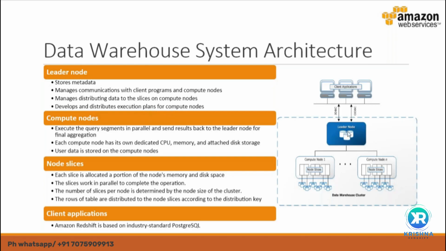Basically it will distribute the data to all the compute nodes, because we said data will be distributed to all the nodes. But now you should know that when you say node, data is actually being distributed to slices. Because what will a node have? A node will have slices. So when the leader node is distributing data to a compute node, it is actually being stored in the slice within the node. Is that point clear?